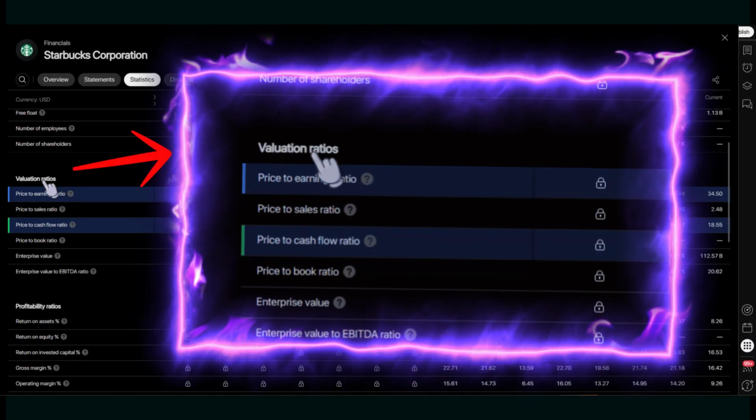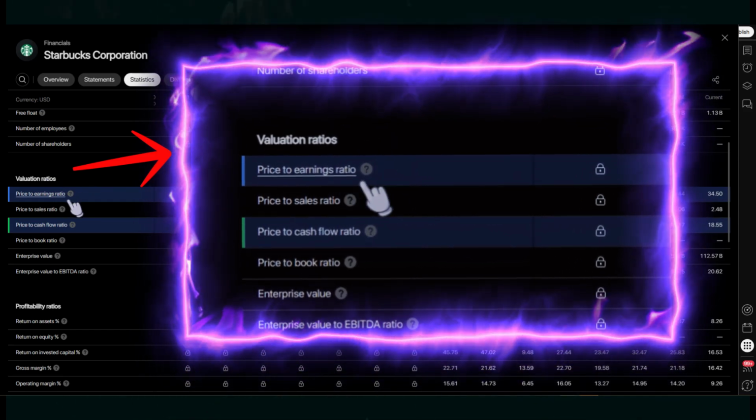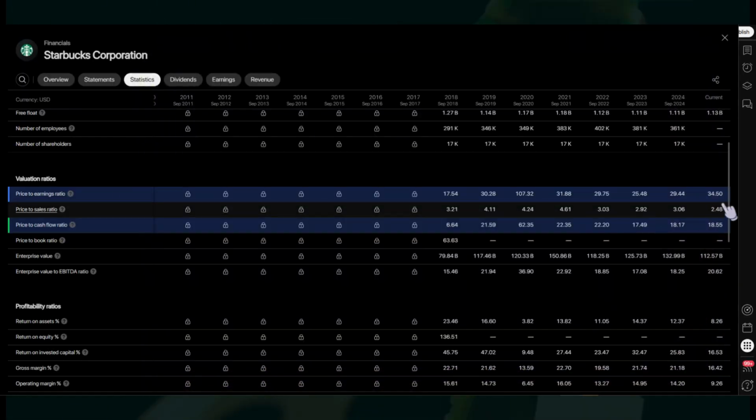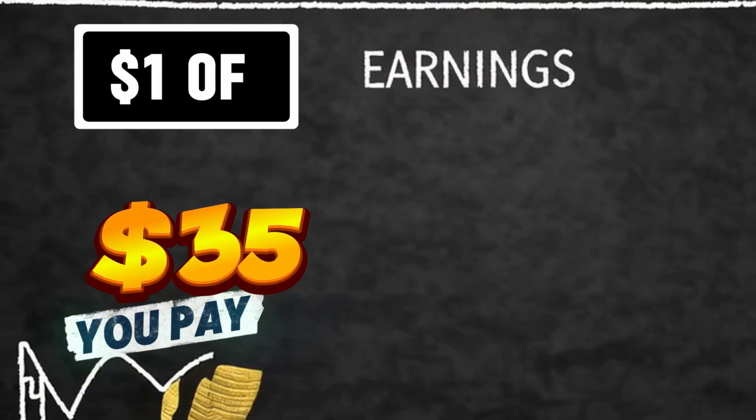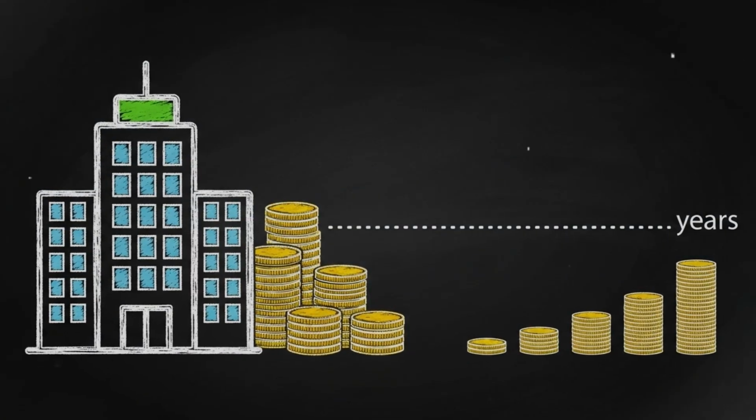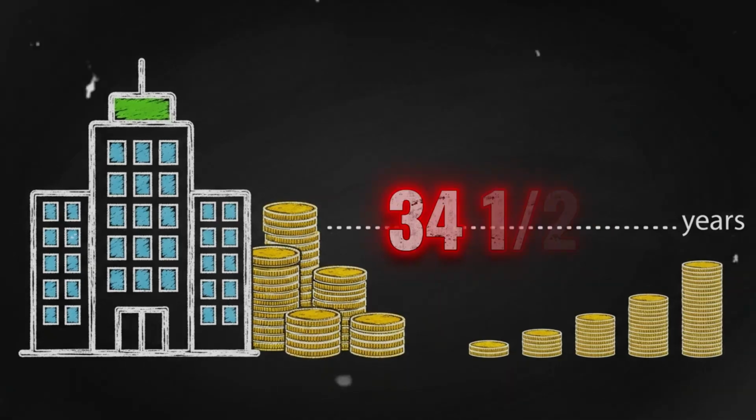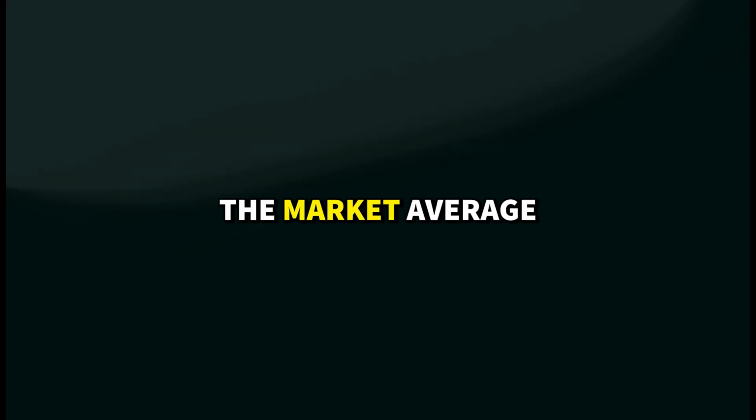Now let's get into valuation ratios because this is where most people start. The price to earnings ratio, or PE ratio, is sitting at 34.50. What does that mean? Basically, you're paying about $35 for every dollar of earnings Starbucks generates. Think of it like this. If you bought the entire company, it would take you 34.5 years to earn back your investment based on current profits. Is that expensive? Yeah, it's on the higher side. The market average is usually around 15 to 20, so Starbucks is trading at a premium.